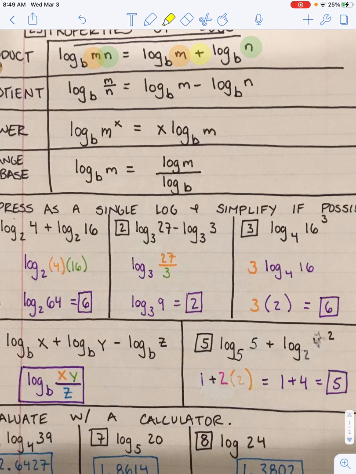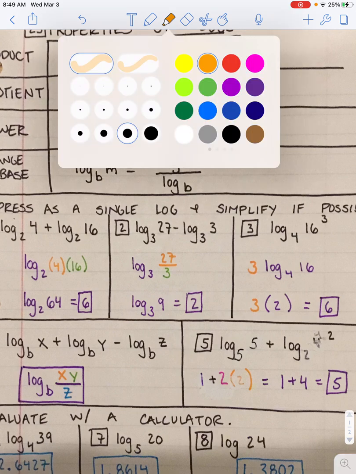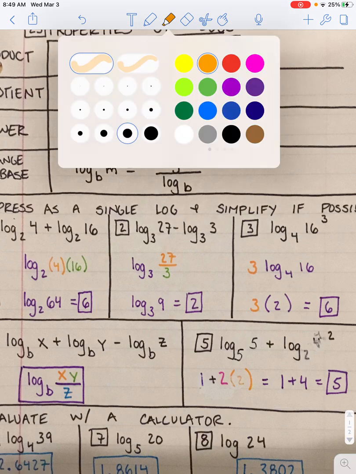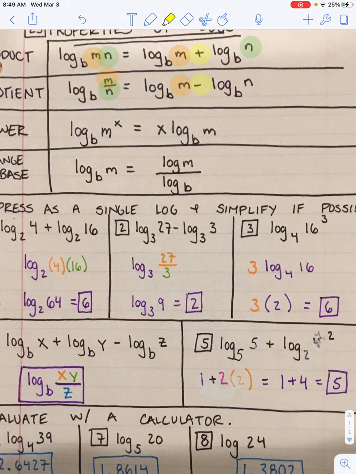The next property is the quotient property. The quotient property is very similar. This time we still have an m and an n, but this time they're being divided. So when our two values are being divided, what do we do? We subtract. So you can see over here log base b of m, this time it's subtraction, and log base b of n. Okay, so again, if on the right you're subtracting, when you condense it down, you'll be dividing.